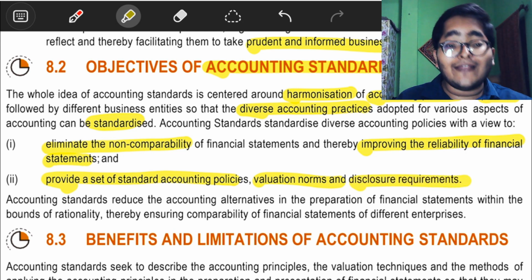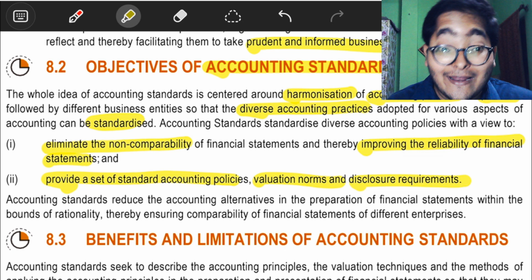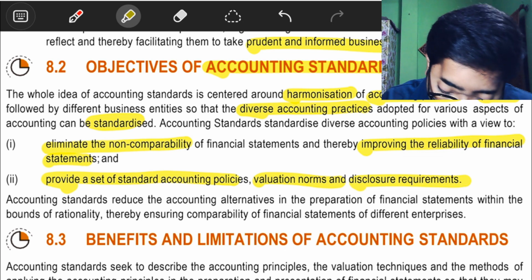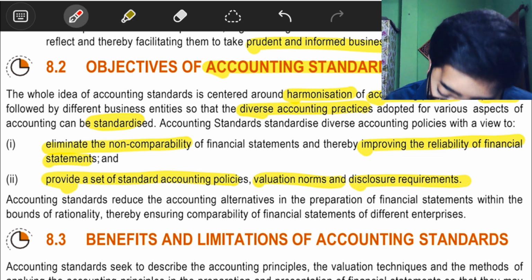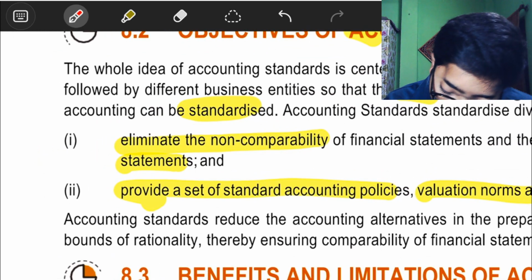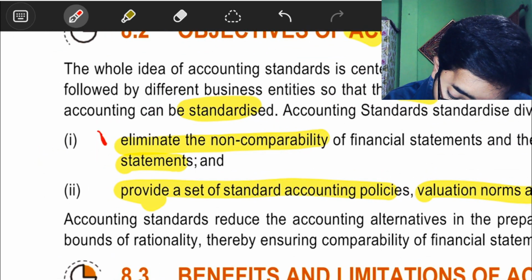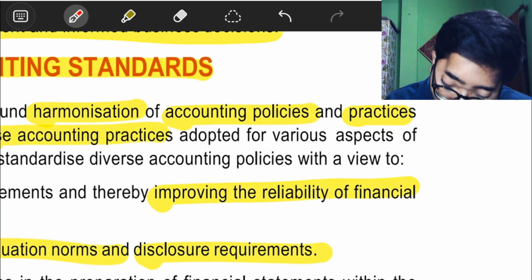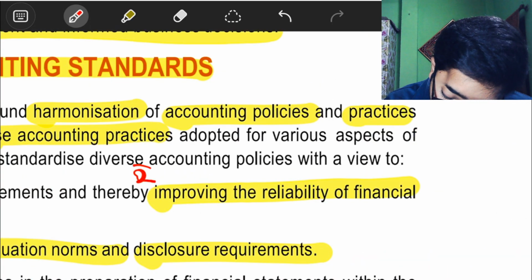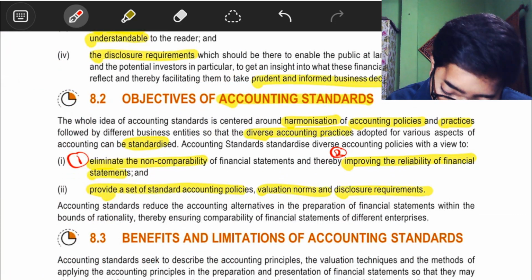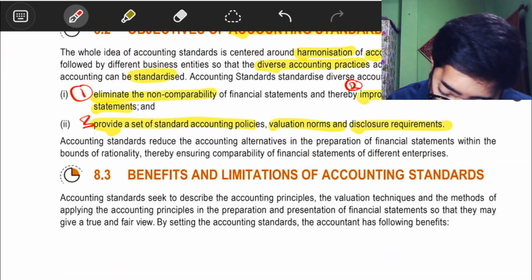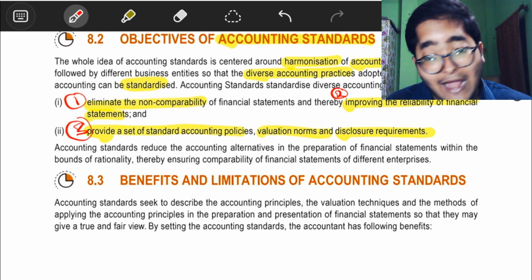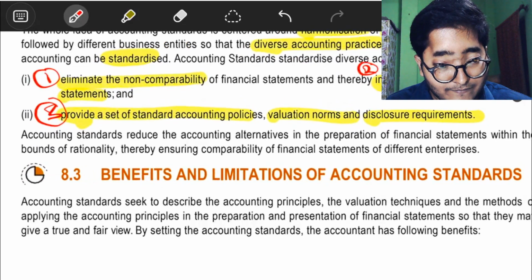So, finally or primarily, there are 3 objectives of accounting standards. What are they? Number 1, eliminate the non-comparability of financial statements. Number 2 is improving the reliability of financial statements, and number 3 is providing a set of standard accounting policies, valuation norms, and disclosure requirements.